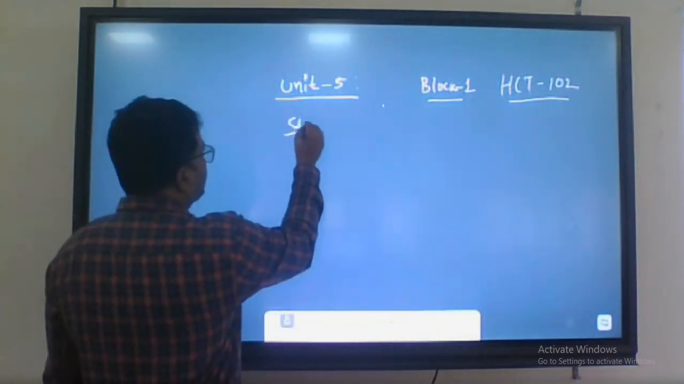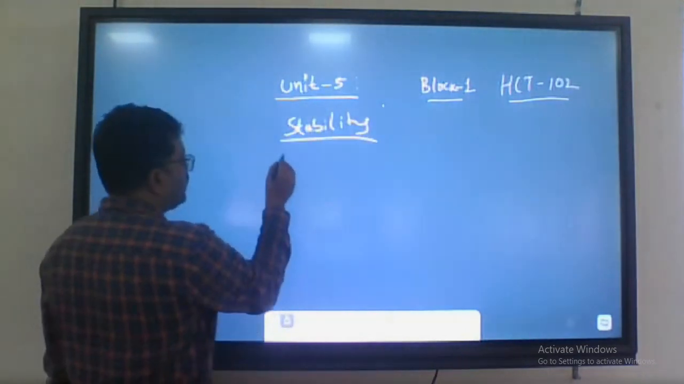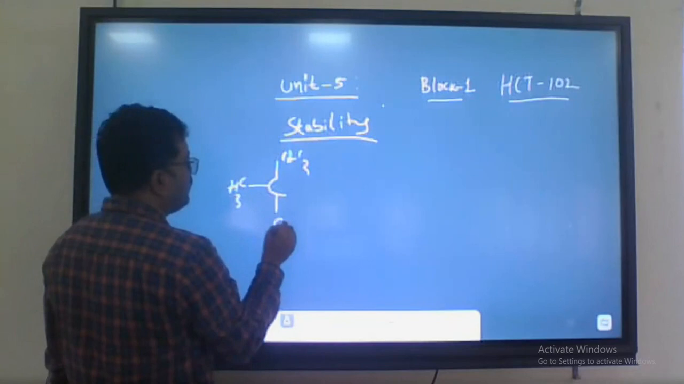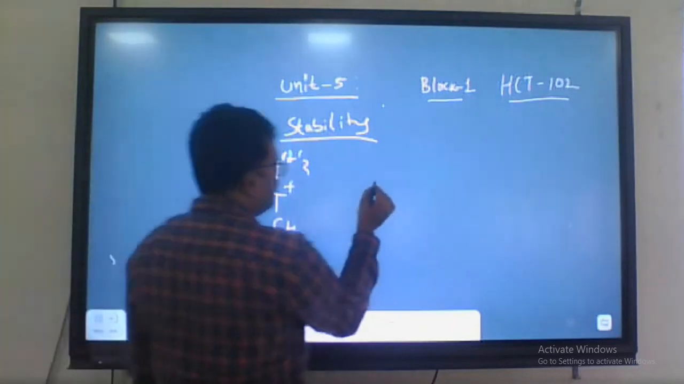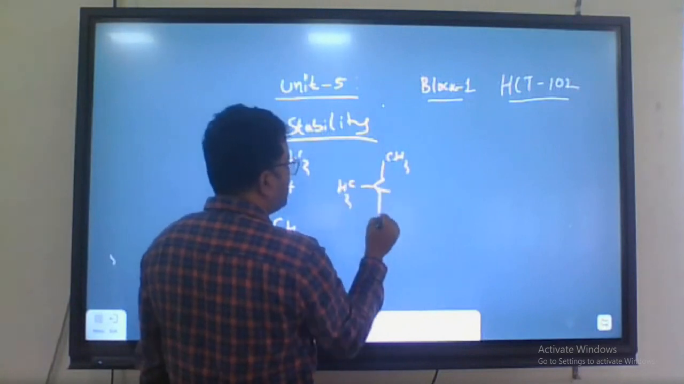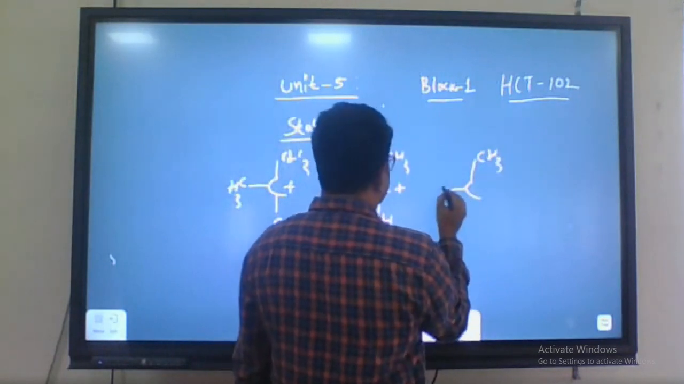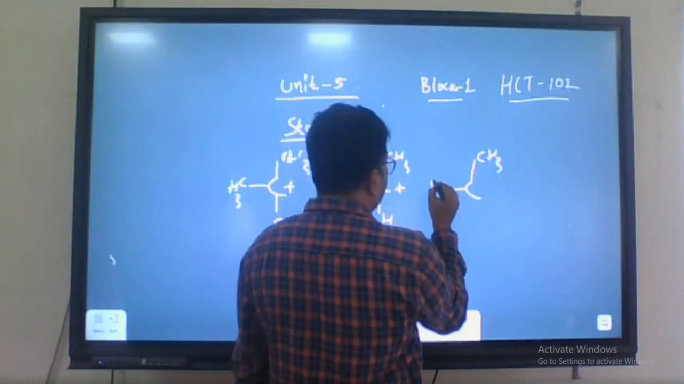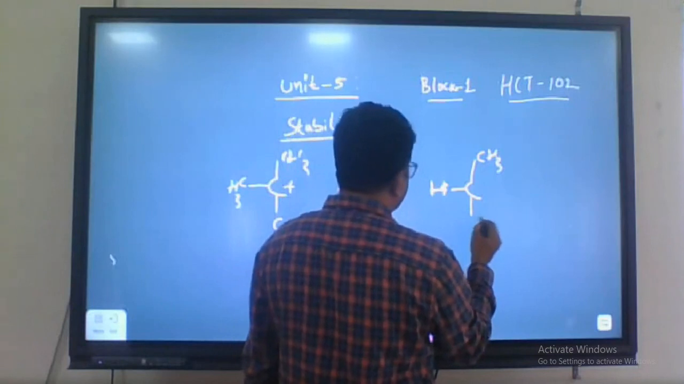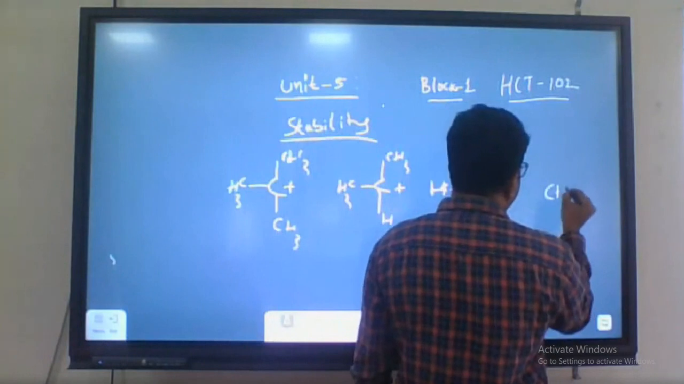Next, stability of carbocation. So the stability of carbocation is: this is tertiary carbocation, and next this is secondary carbocation, and next is tertiary, secondary, and this one primary, and this methyl carbocation.